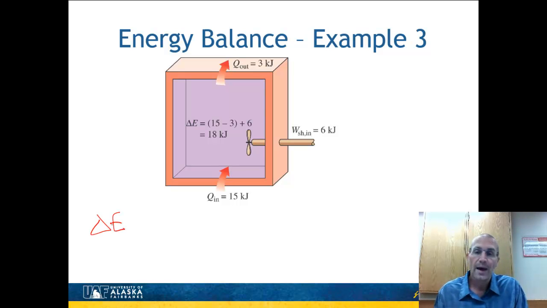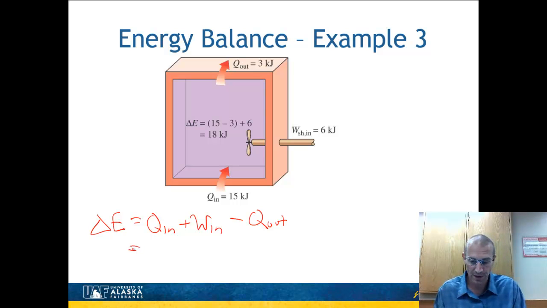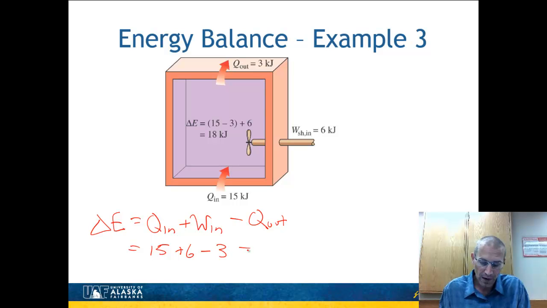Let's go ahead and write our energy balance for this system. The energy that goes in, we've got a Q in term, and we also have a work going in term. And then we have one energy transformation out, which was Q out. So putting in the numbers that are shown in the diagram, Q in is 15, the work going in is 6, and the energy leaving is 3. So I have 15 plus 6 minus 3, and that would be equal to 18 kilojoules. So that's my change in energy.